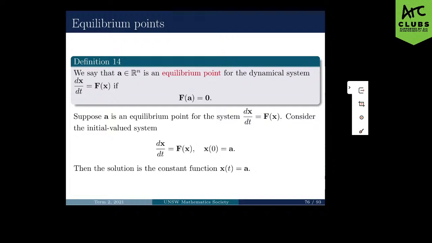A in Rn is an equilibrium point if dx/dt equals f(x), and a satisfies the property f(a) equals 0, which means that if the trajectory starts at the equilibrium point, then it never moves from the equilibrium point. So a solution to an initial value problem where the initial point of the trajectory starts at the equilibrium point is just this constant function.